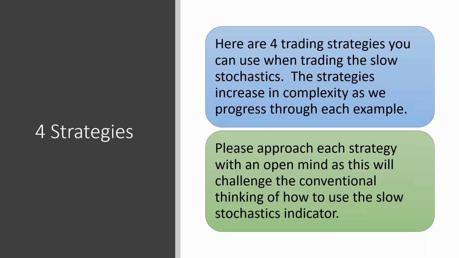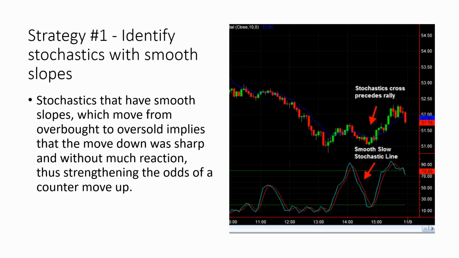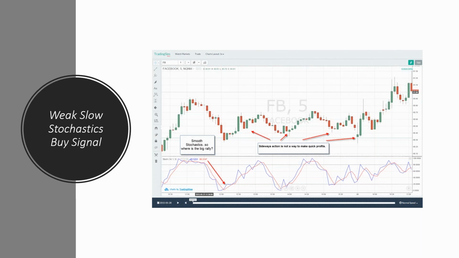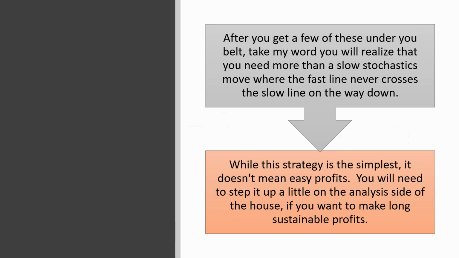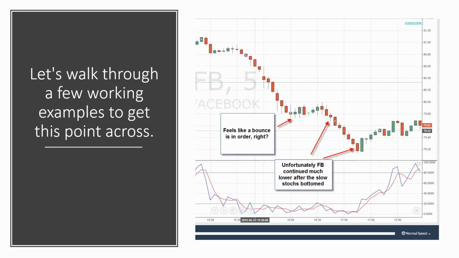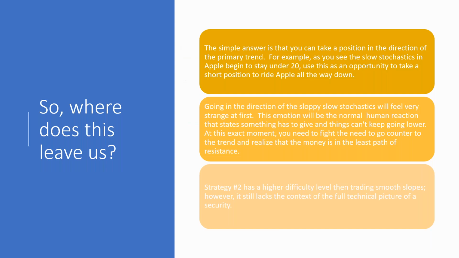Now, there are many different strategies that you can use to trade stochastics, okay? And you have to learn all of them, but identify stochastics with smooth slopes, okay? You can look for weak, slow stochastics as buy signals. Follow the sloppy stochastics. Each one of these is a little method that is explained to you in that handout. So there's all types of variations of what you can do. But the simple answer is that you can take a position in the direction of the primary trend.